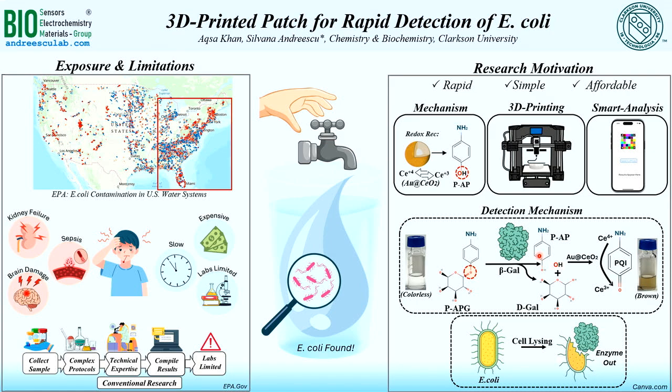So when E. coli is there, these both things react together and release para-aminophenol, which then reacts with our nanocatalyst and generates color from colorless to brown. So the intensity of this color change is based on the E. coli counts present in the water.